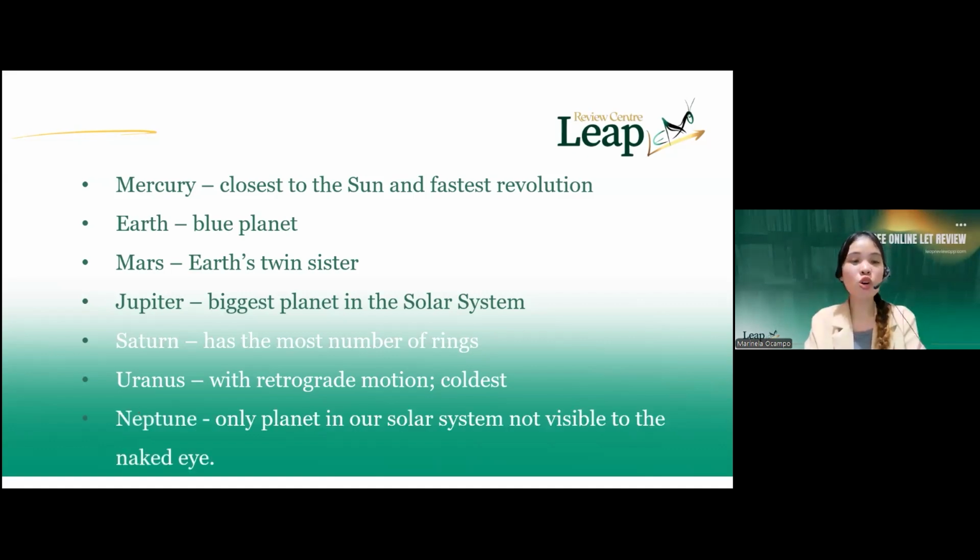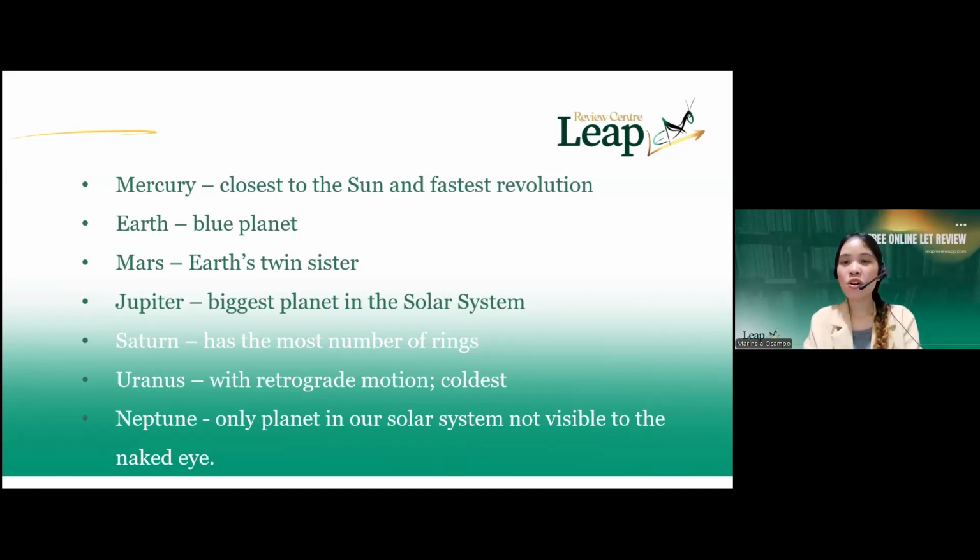So please take note about Neptune. It is the only planet in the solar system that is not visible to the naked eye because of its distance from our planet and, of course, from the sun as well. So I hope you will be able to familiarize yourselves with these things.